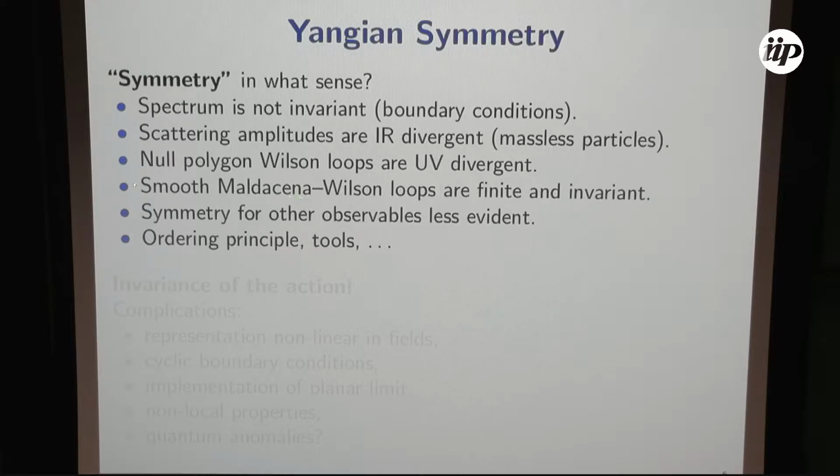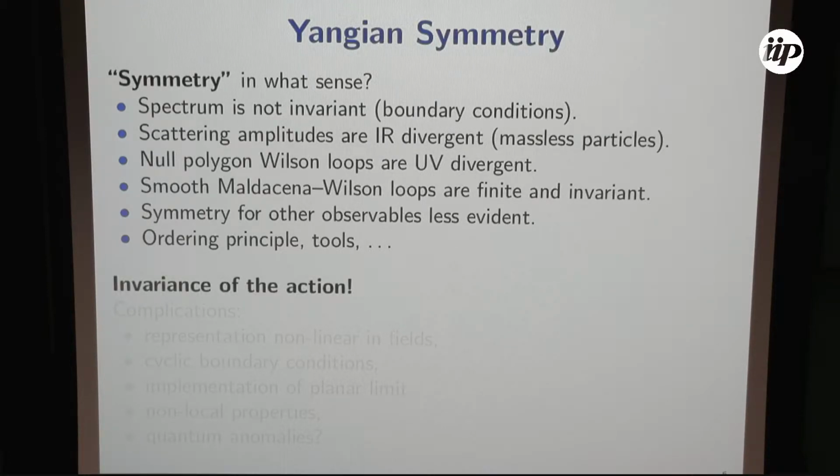There are, in fact, some class of observables, which are smooth Maldacena-Wilson loops, which are finite and invariant, and for those, the Yangian actually does seem to be a symmetry. But the symmetry for other observables is less evident, and the way the Yangian has usually been understood is that it's some ordering principle, some algebra that helps you construct useful states, but it's not really a symmetry. It provides you basically just the tools.